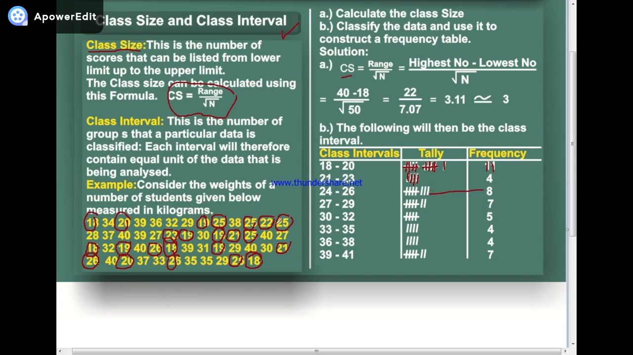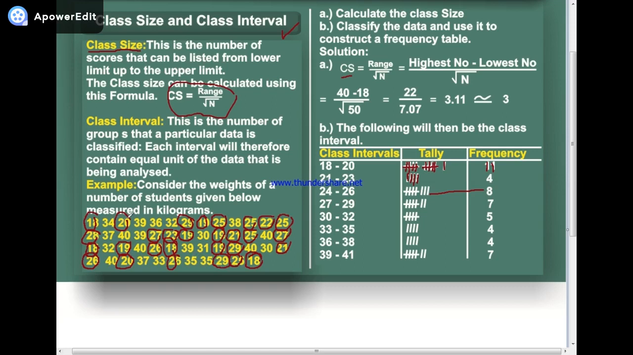And 27 to 29. 27 to 29. So how can we get this? 29 here is 1. 28, 2. 27, 3. 27 again 4. 29, 5. 29, 6. I think we've omitted 1. Let's check it very well.